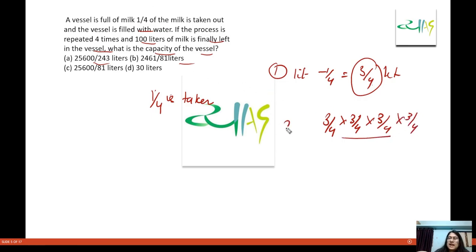It is just that we are forgetting the x, because the initial quantity of the milk is, let us say, x. Now this is 100 liters, it is saying. So if this is 100 liters, what is the capacity of the vessel? x will become what? This is a simple calculation, now you can do it. I hope everybody is clear with this type of question.